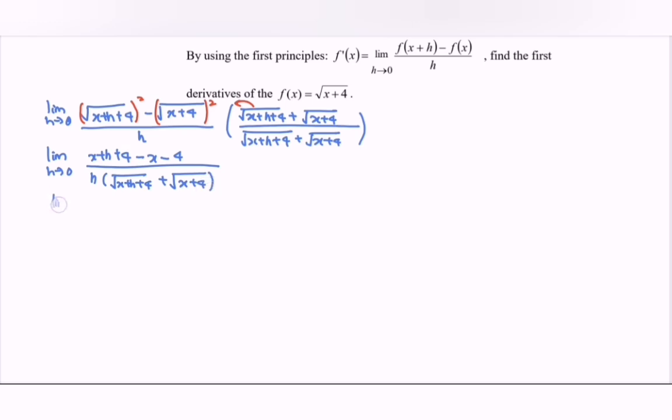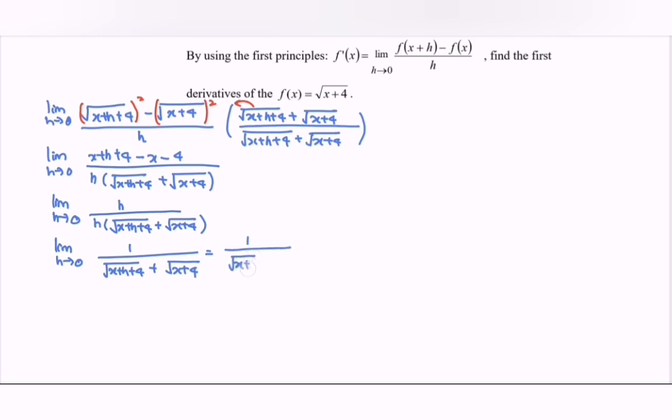So can we simplify? Limit as h approaches 0. We can see here we have the h over h multiplied with the square root of x plus h plus 4 plus the square root of x plus 4. So the limit as h approaches 0 gives 1 over the square root of x plus h plus 4 plus the square root of x plus 4. If we substitute 0, very obviously we have 1 over the square root of x plus 4 plus the square root of x plus 4. So f prime of x equals 1 over 2 multiplied with the square root of x plus 4. So that is the first derivative.